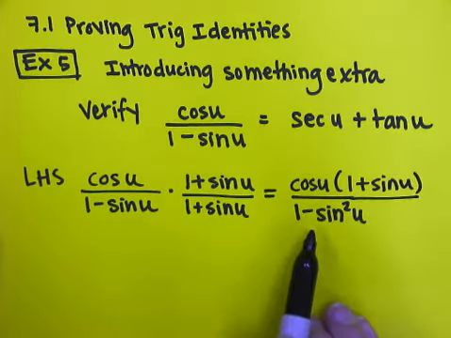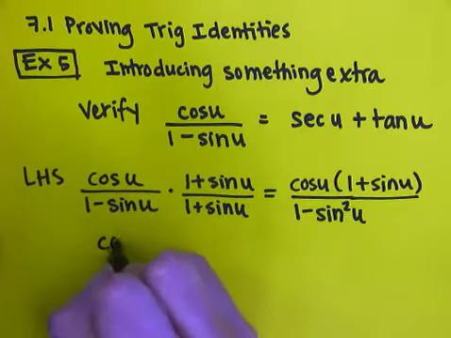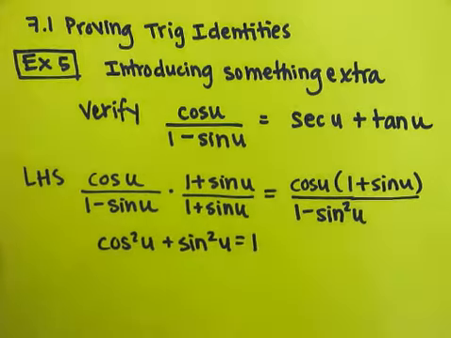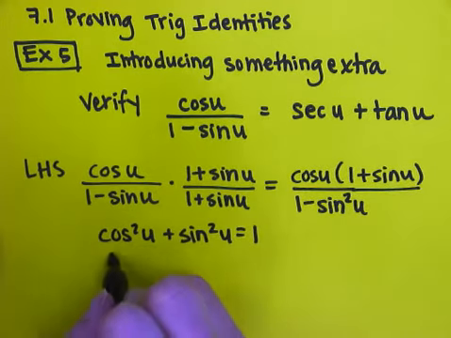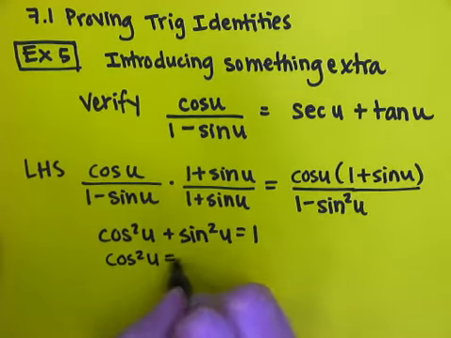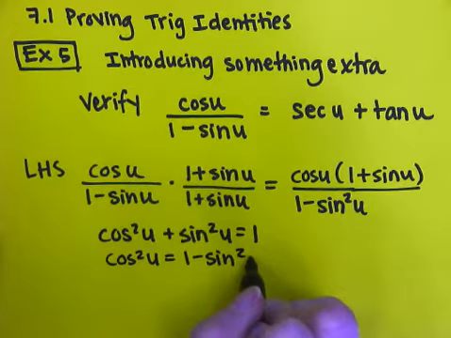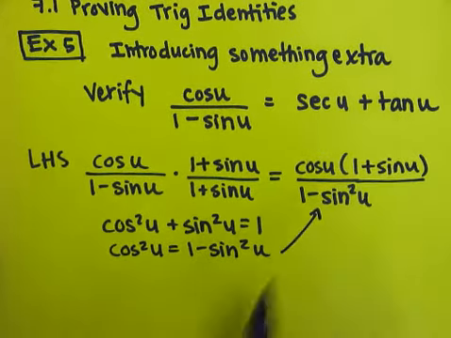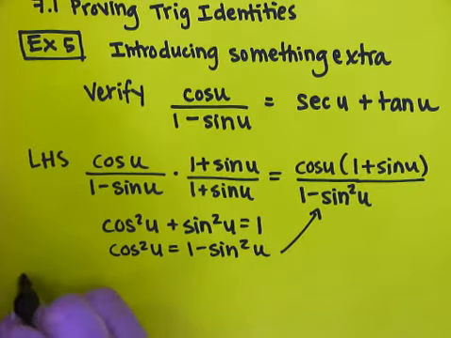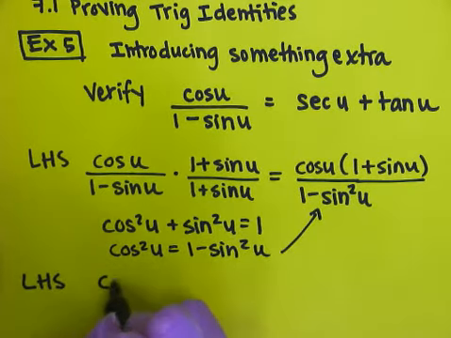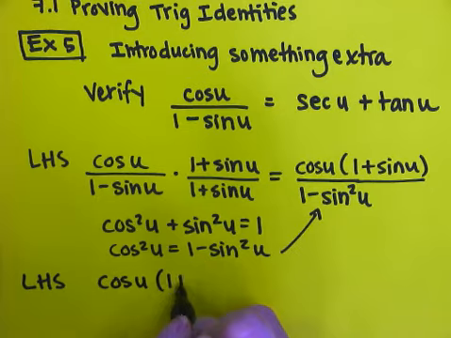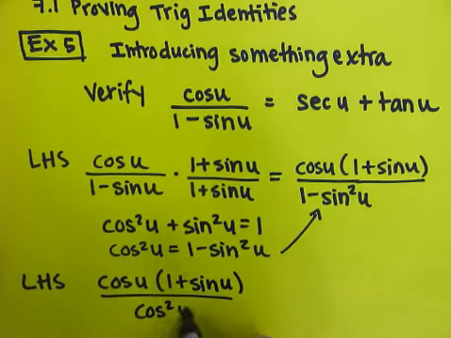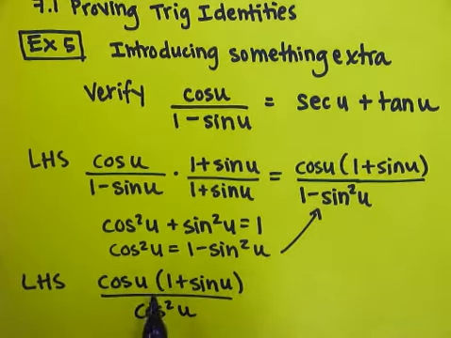Now, we know from the Pythagorean identity, cosine squared u plus sine squared u equals 1. If I take sine squared away from both sides, I get cosine squared u equals 1 minus sine squared u. This means that at this stage in the problem, on my left-hand side, I can substitute 1 minus sine squared u out, and so now my left-hand side looks like cosine u times 1 plus sine u over cosine squared u, using the substitution of the Pythagorean identity.